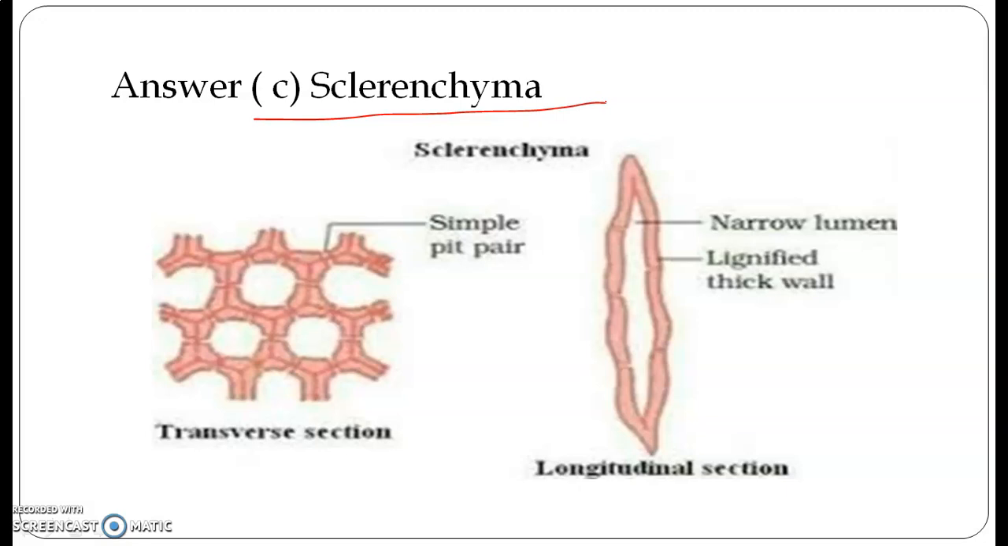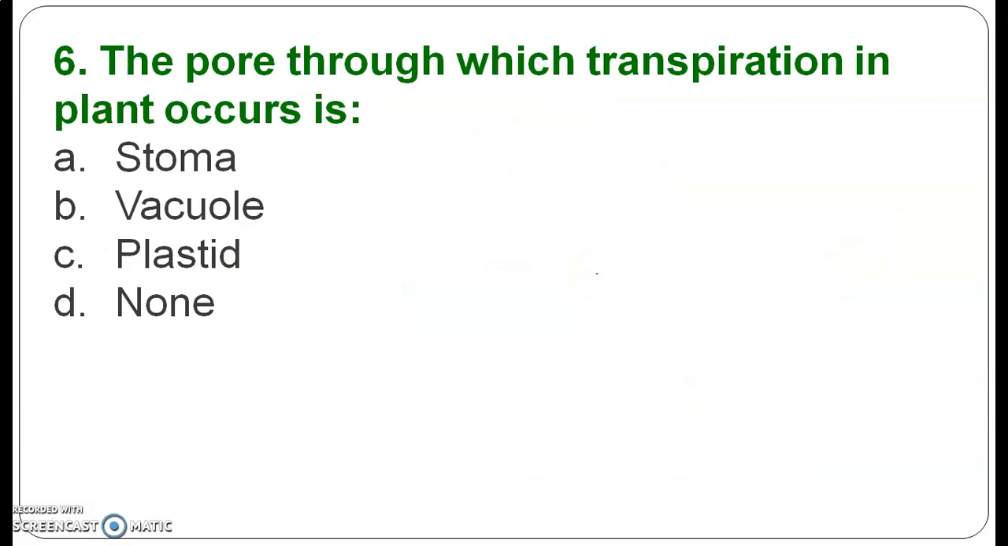Just like in the example, the husk of a coconut is made up of sclerenchymatous tissue. These are the diagrams incorporated from your NCERT book. Moving further, we have the sixth question.